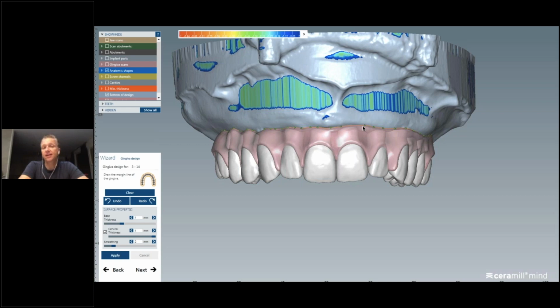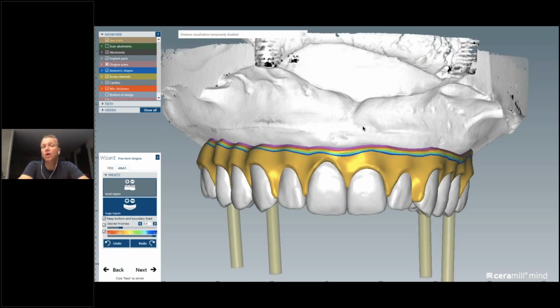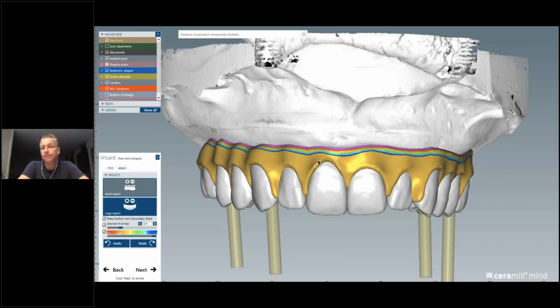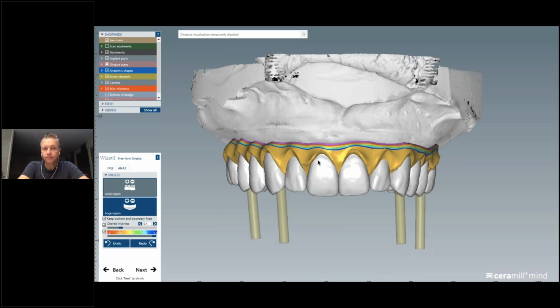And now I can start adjusting. I can see here on the central, I can make the central a little bit longer. I can literally move that gingiva with my mouse up and down and make it thicker or thinner. And here now I move all these into the position I would like to have the gingiva.